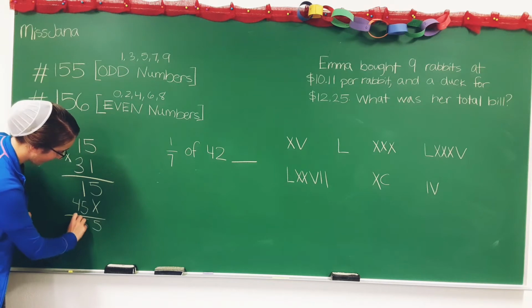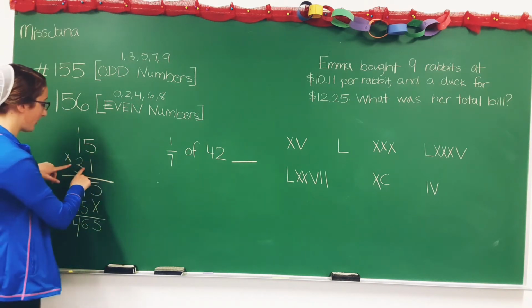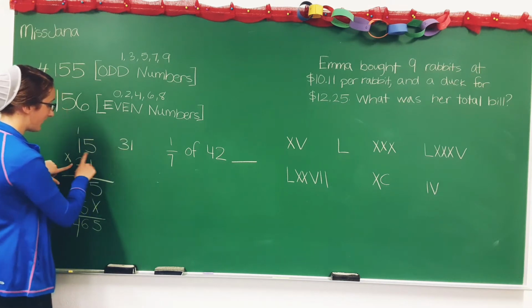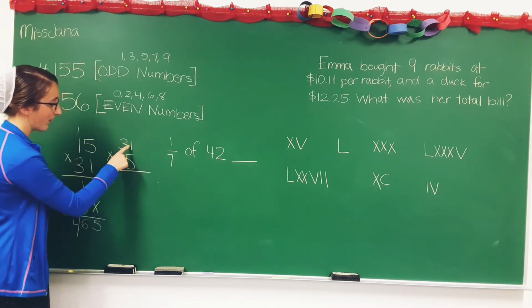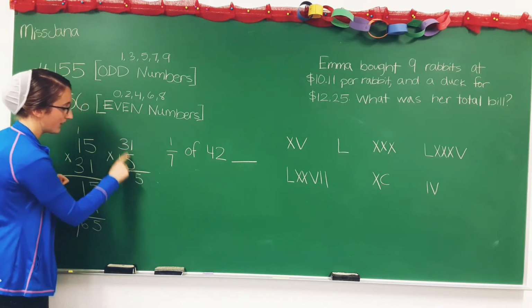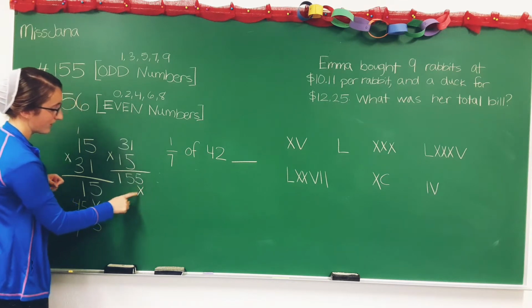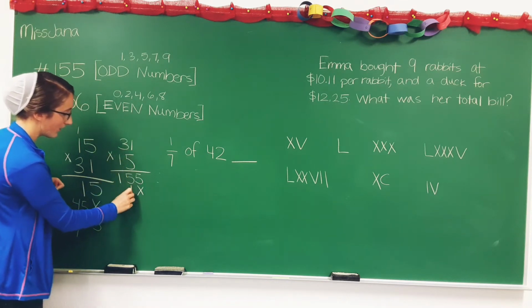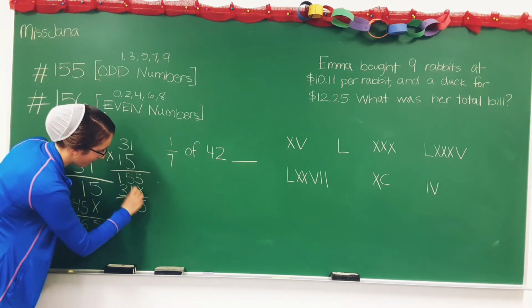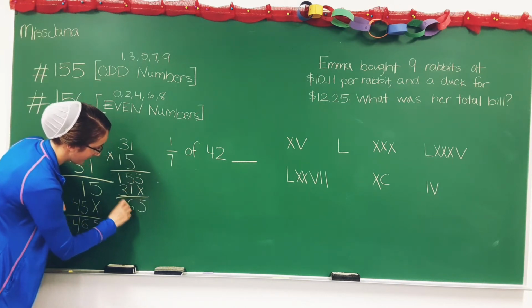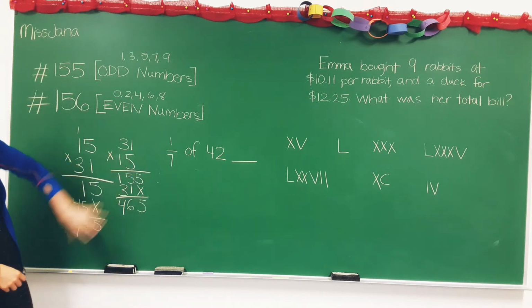Bring down the 4. Now, to check this, we're going to flip it. So we're going to go 31 times 15. First of all, we have 1 times 5 is 5. 3 times 5 is 15. And let's put the one place down here. 1 times 1 is 1. 3 times 1 is 3. That's 5. And then 5 plus 1 is 6. 1 plus 3 is 4. And the numbers match. So this is correct.